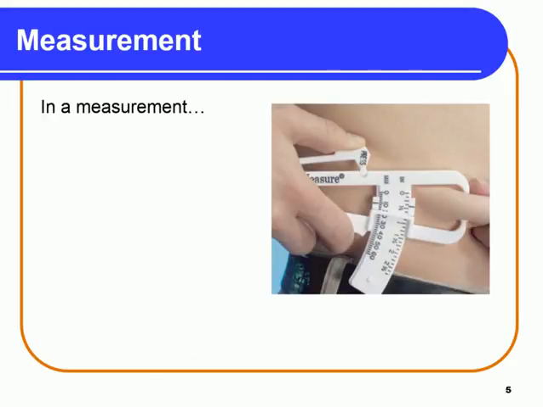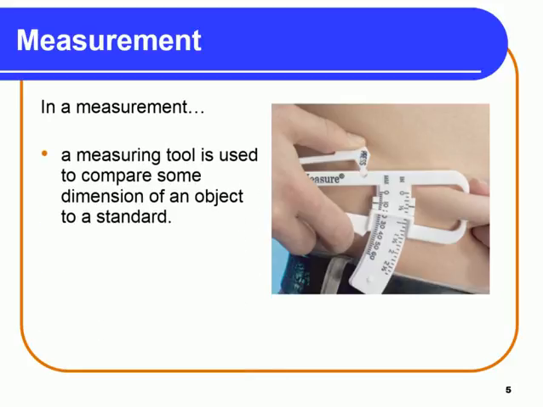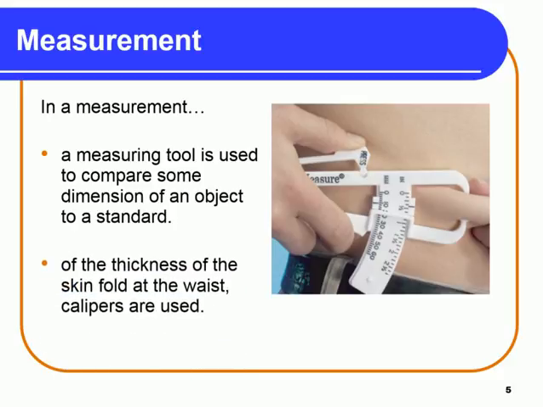In any particular measurement, we use a measuring tool to compare some dimension of an object to a standard. Here, we have the thickness of a skin fold at the waist being measured using calipers. This is one of the more accurate ways of measuring body fat. It seems kind of old-fashioned, but it's still one of the most accurate ways to do so.